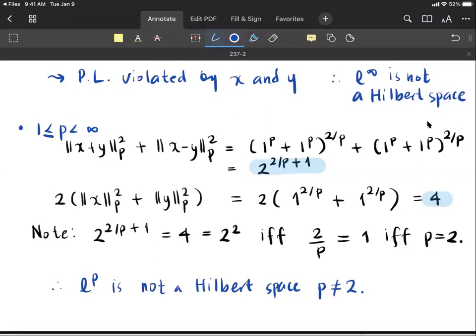So there, we have Banach spaces that are not Hilbert spaces.